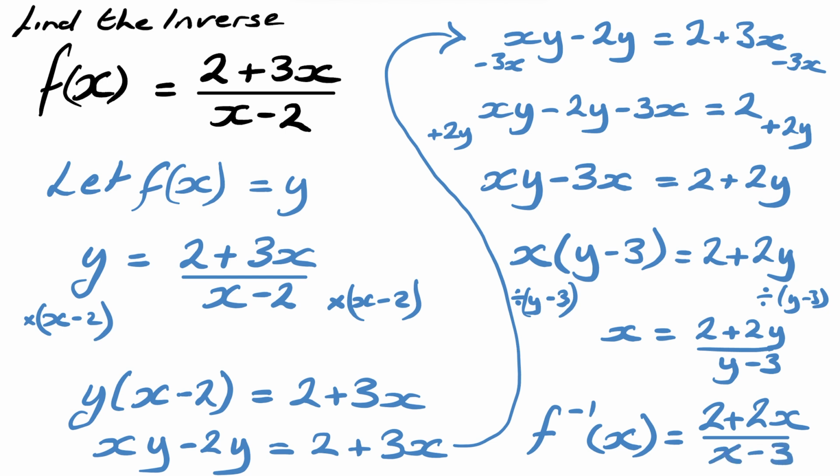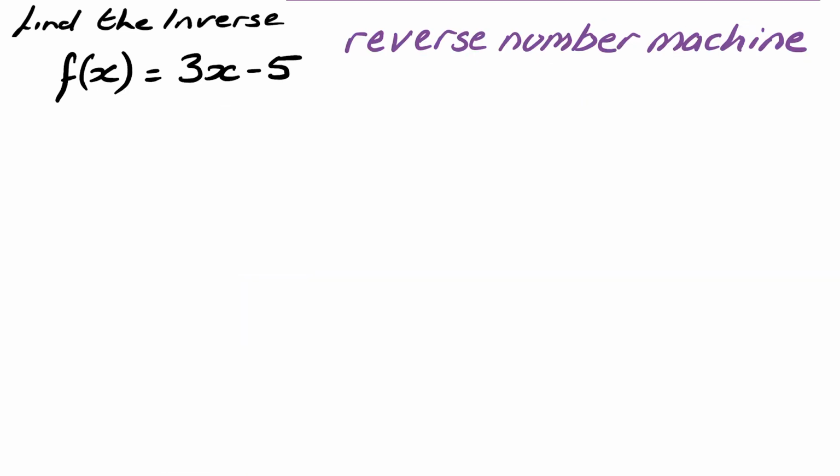Now let's move on to the number machine, or the reverse number machine method. So here is our function, f of x equals 3x minus 5, and we need to find the inverse. So using the reverse number machine method for this function, and then we will reverse it. So we start with our input, which is x, and then the first thing we look at is what have we done to x? Well, firstly, we've multiplied it by 3.